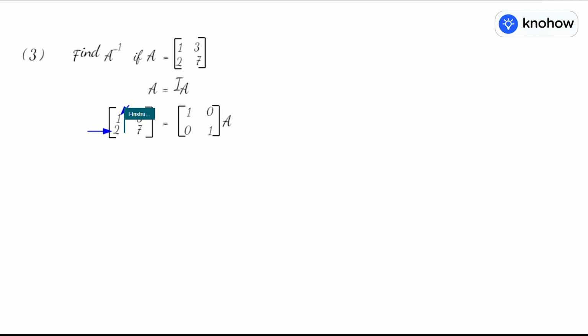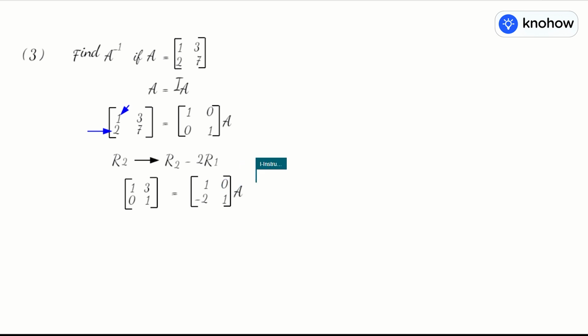Now we have to apply the second step to reduce this 2 to 0. So obviously you change the second row by R2 minus 2 times R1, keeping R1, 1, 3 as such. Here you get 2 minus 2 times 1, that is 0, and 7 minus 2 times 3, that is 6, so 7 minus 6 makes it 1. Similarly on the right side, keep the first row as such, and in the second row, 0 minus 2 times 1 will make it minus 2, and 1 minus 2 times 0 will not make any difference, we'll keep it 1, times A.